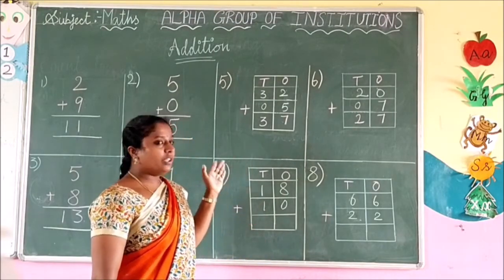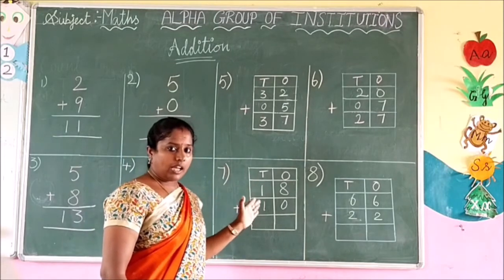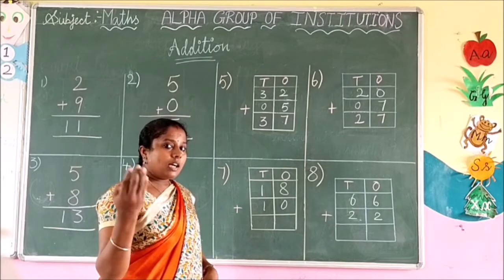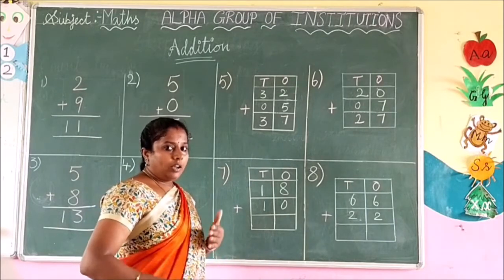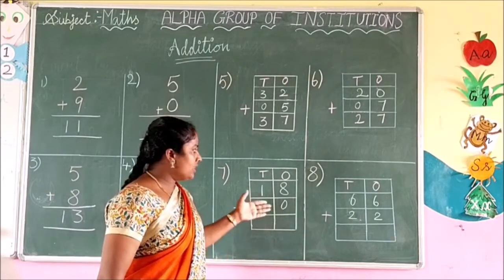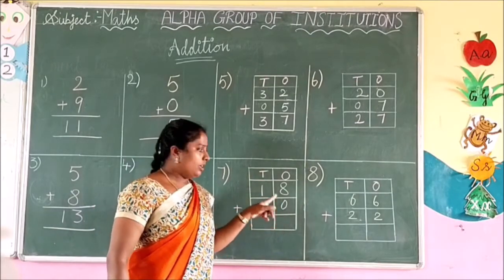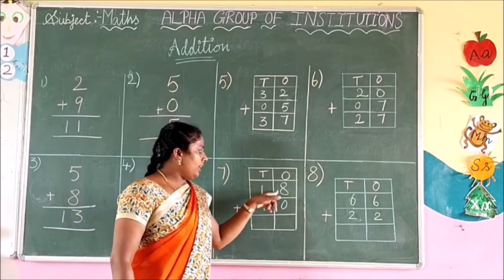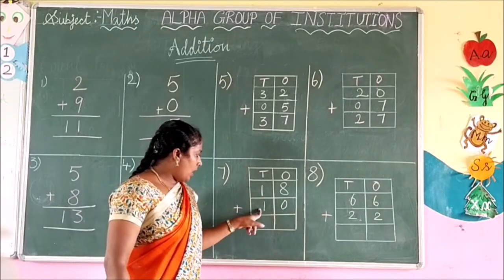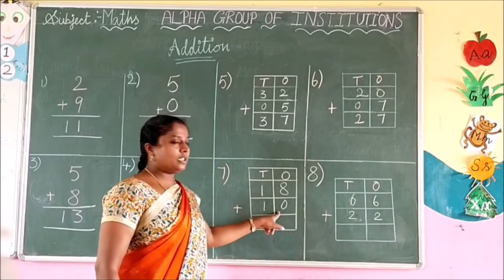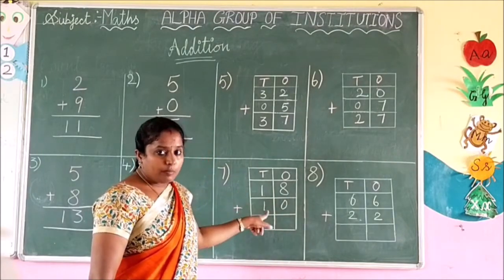Now we see without carry. Also in the next class we will see addition with carry and also subtraction. Now we will see without carry addition. So two-digit addition. So what is the number? 1, 8, 18. 1, 0, 10. So we are going to add 18 plus 10.